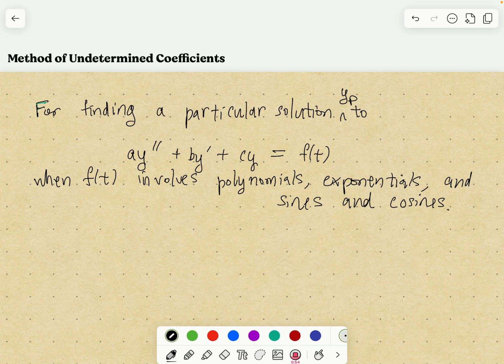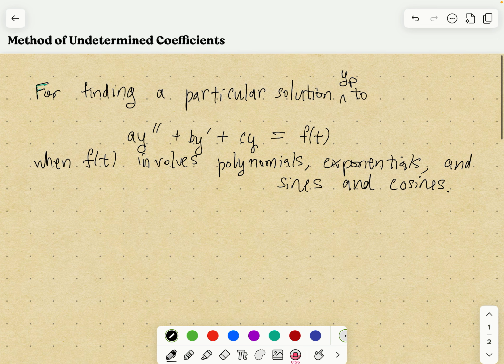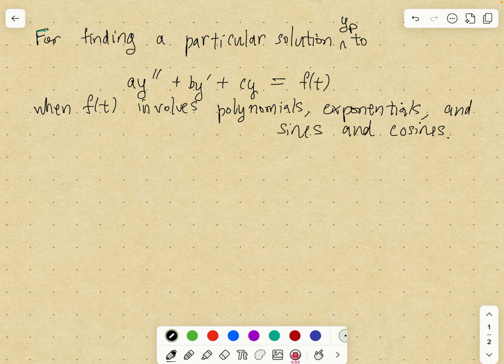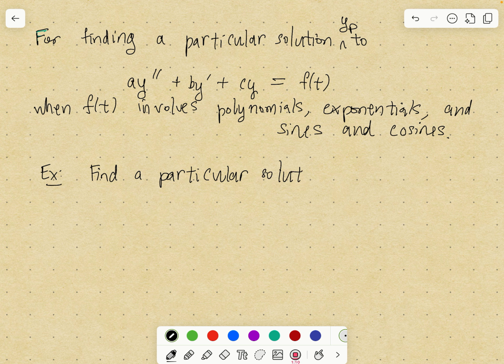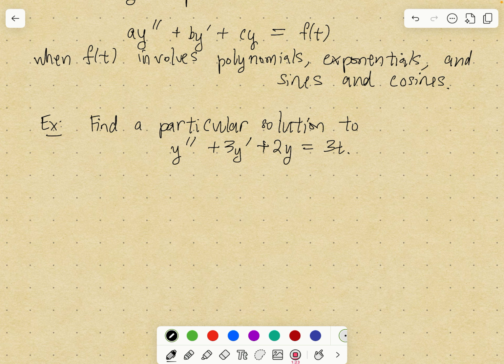So let's just do an example before getting into any general theory. Suppose that we wanted to find a particular solution to y double prime plus 3y prime plus 2y equals 3t. So what we want is some function such that when you calculate the left-hand side, it ends up being 3t.